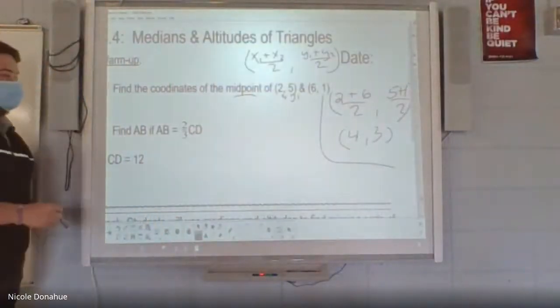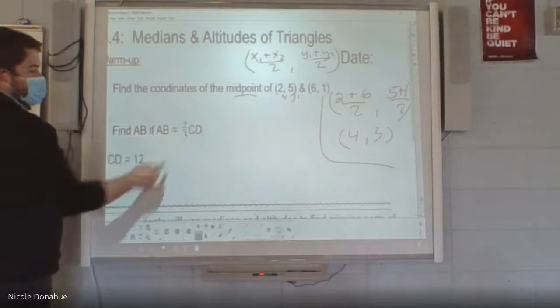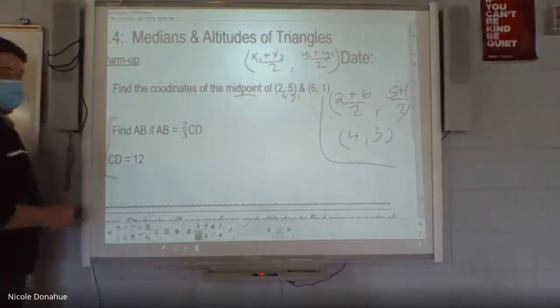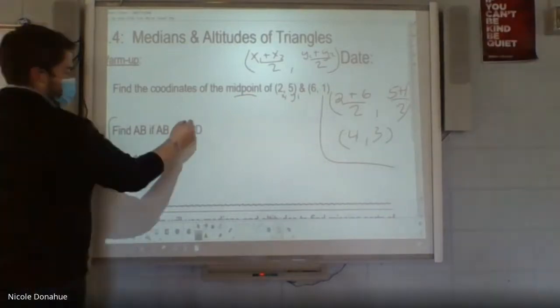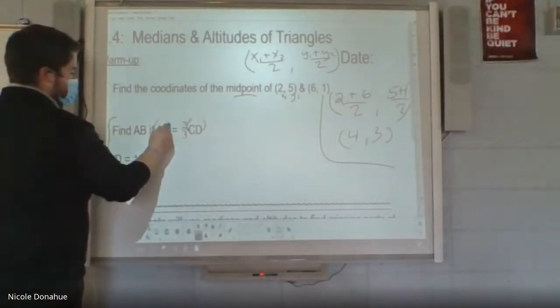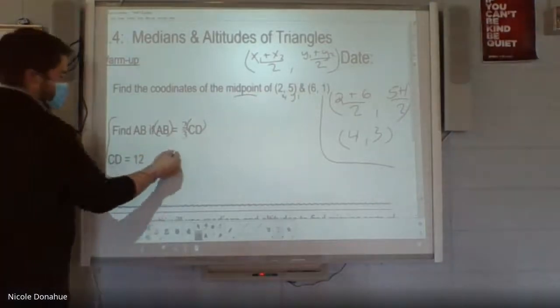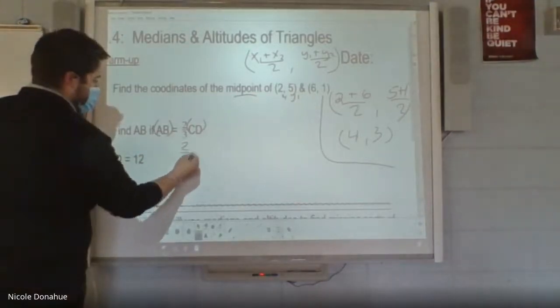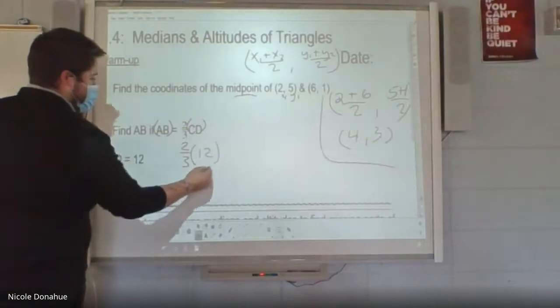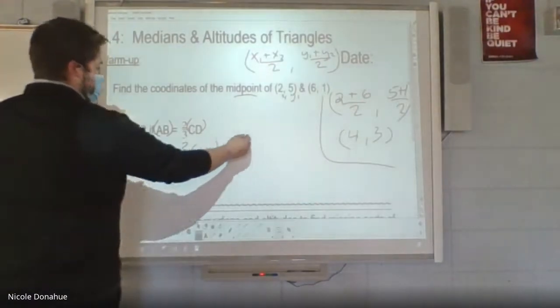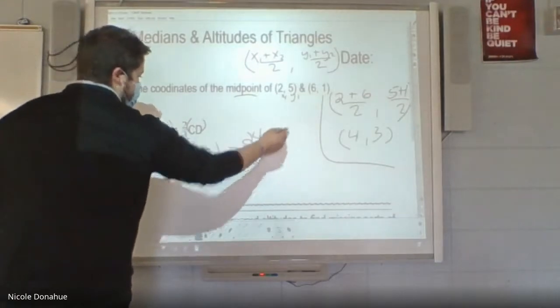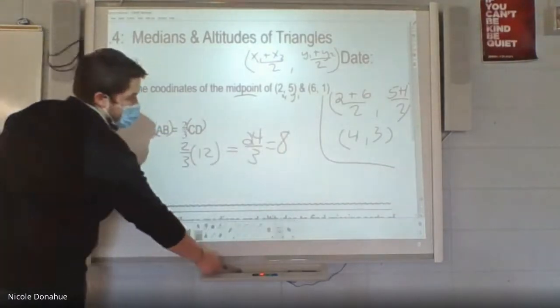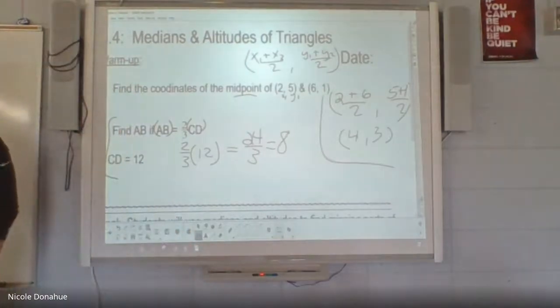And then how did someone start off this problem here? I did 2/3 times 12. Yep. So just what I always do, I think of these as variables, such as an x or a y. So that's right, 2/3. Then 12 is CD. That'll equal 24/3, which will equal 8. Any questions on this? All good? All right. Thank you.